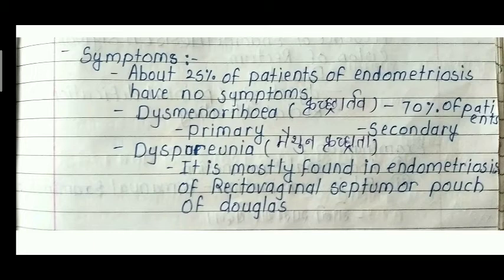Second point is dysmenorrhea. About 70% of patients of endometriosis usually suffer from dysmenorrhea. It is further divided into primary and secondary dysmenorrhea.